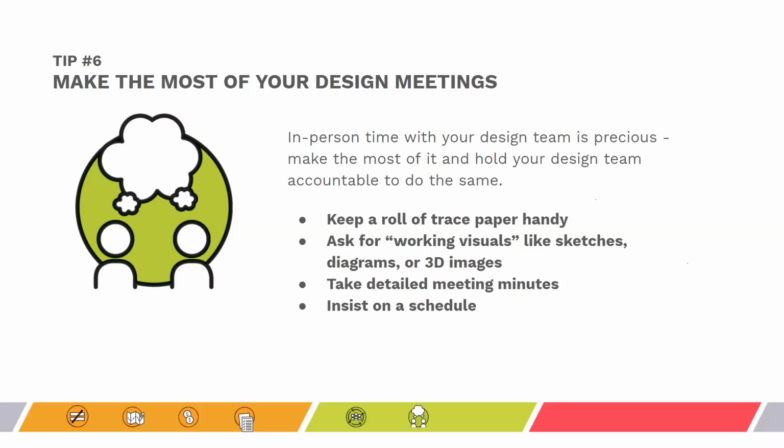In real world terms, what you would want to do in a meeting is ideally bring a roll of trace paper and make sure you use it. Some designers call this trace paper trash because when you're using it, nothing is precious. This allows everyone in the meeting to engage with the drawings in a democratic and interactive way. You can also ask your design team for working visuals like sketches, diagrams, or 3D images. This doesn't only help you as the developer better understand the building, but it also encourages your architects to consider what the spaces they're designing will actually look and feel like.